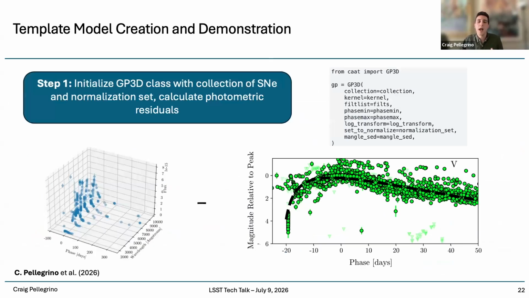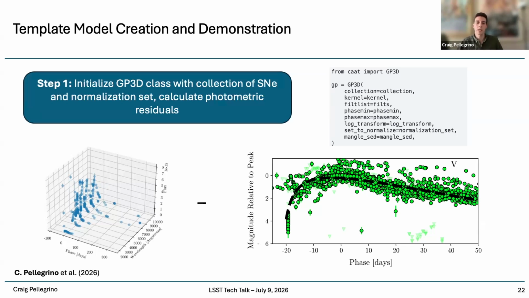So here's how we actually create the template models in the code. All of these pre-processing steps have been done beforehand. All of the objects and the data in our public repository already have these steps done. So the only user-facing functionality to generate the new templates are a few pretty easy and straightforward steps. First you have to initialize a GP3D object, which takes a training set, a kernel, a normalization set, and then a few other parameters like the filters to fit and the phase ranges to fit.